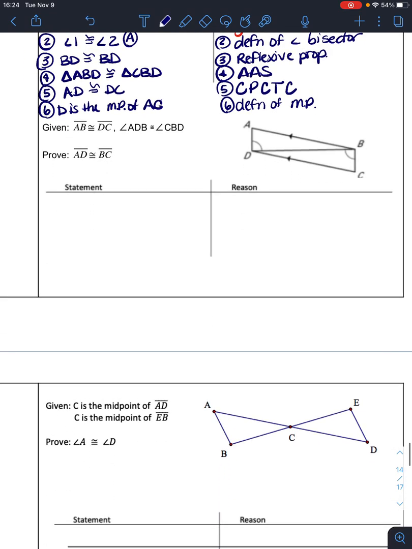Okay, the last one for today. AB is congruent to DC. I also noticed something else in my picture. We'll deal with that in just a second. So AB is congruent to DC. We don't always need everything, but we always want to double check.